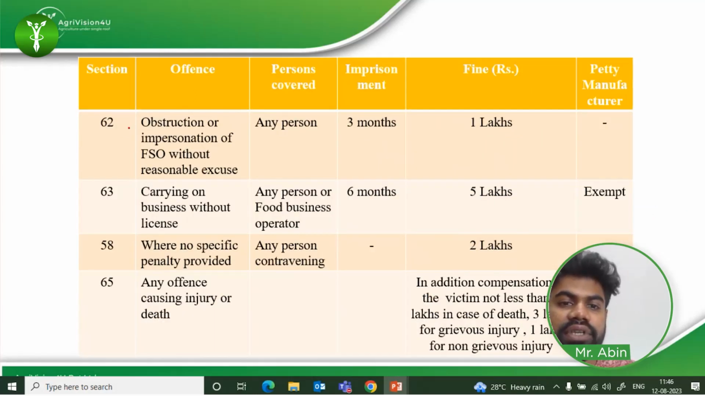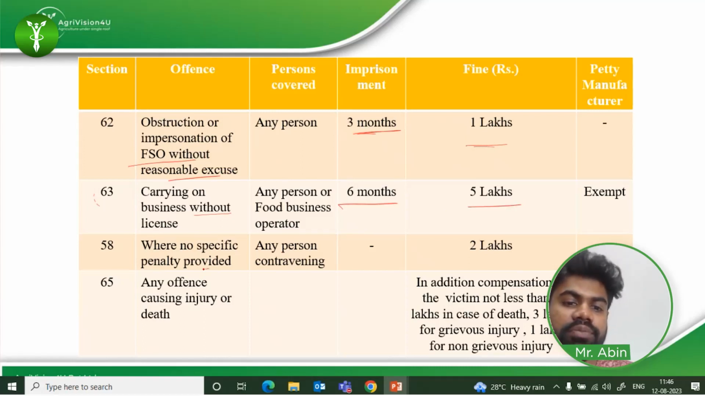Obstruction or impersonation of FSO without reasonable excuse. Whenever the FSO is coming for sampling or inspection or giving an improvement notice or prohibition or something like that, 3-month imprisonment and a fine of 1 lakh. Carrying on business without license, section 63, very important: 6 months imprisonment, 5 lakh fine.